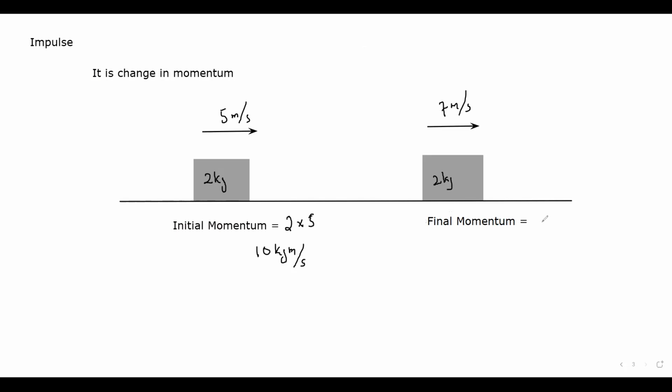The mass of the object is 2 and it is moving with a speed of 7. So 2 multiplied by 7 is equal to 14 kilogram meter per second. If I ask what is the impulse, or change in the momentum, what is the impulse or the change in the momentum? Impulse is basically the difference in the momentum, and how can we calculate impulse?